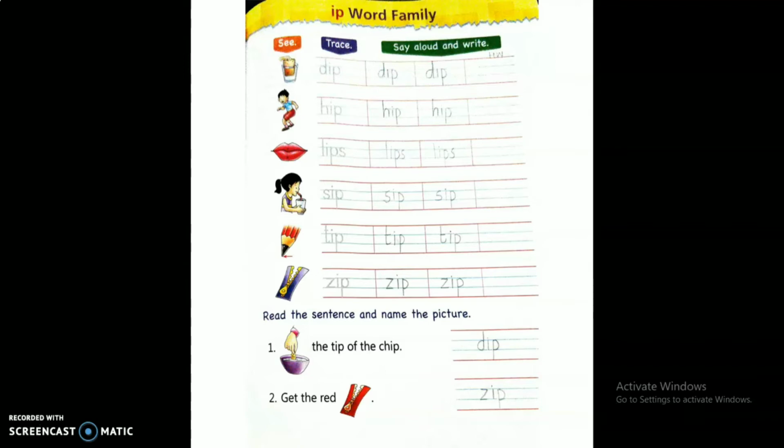Here we have to write the word for the given picture. Dip the tip of the chip and get the red zip.